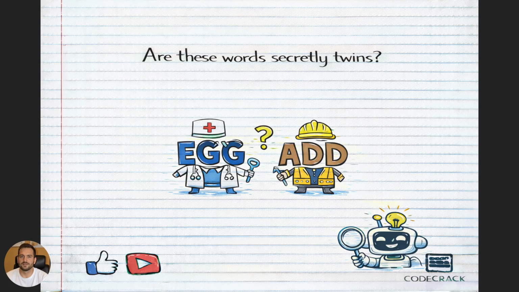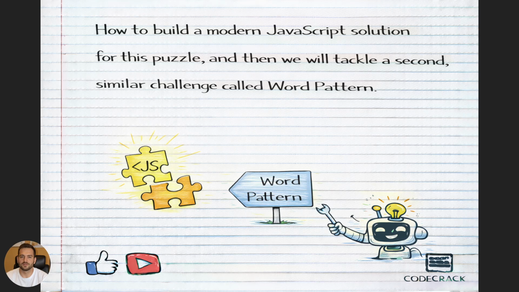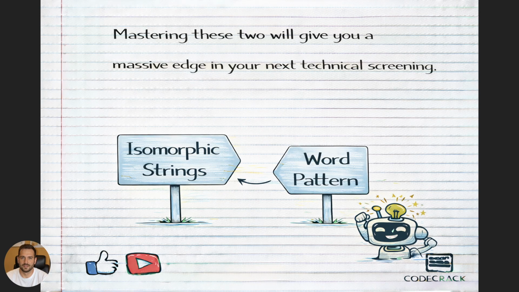Hi engineers! Have you ever wondered if two words are secretly twins wearing different outfits? In the world of coding interviews, we call this checking if strings are isomorphic. Today, I'm going to show you exactly how to build a modern JavaScript solution for this puzzle, and then we will tackle a second similar challenge called word pattern. Mastering these two will give you a massive edge in your next technical screening.